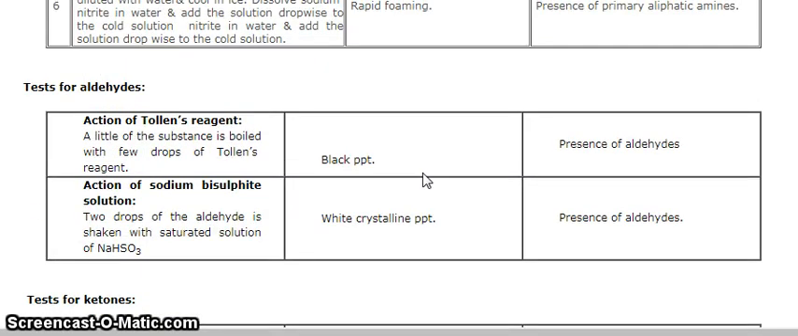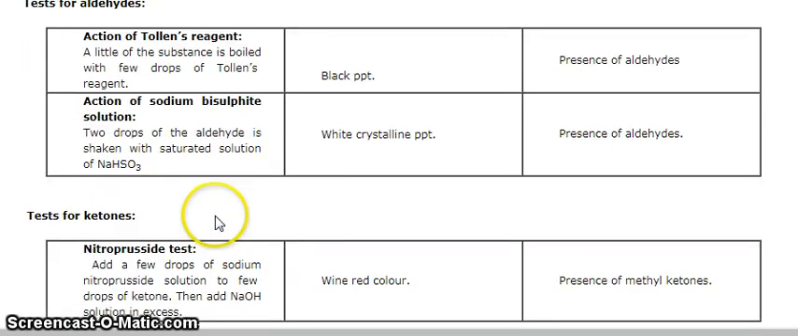Test for aldehyde. Action of Tollens reagent. A little of the substance is boiled with a few drops of Tollens reagent. Black precipitate: presence of aldehyde. Action of sodium bisulfite solution. Two drops of the aldehyde are shaken with saturated solution of sodium bisulfite. White crystalline precipitate forms: presence of aldehyde. So for aldehyde, you can do these two tests.